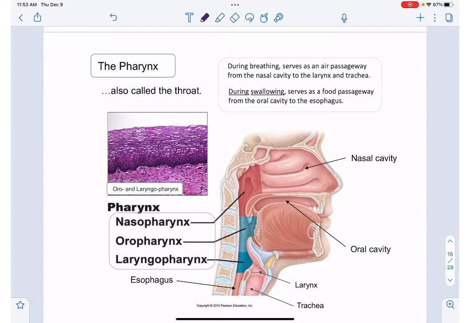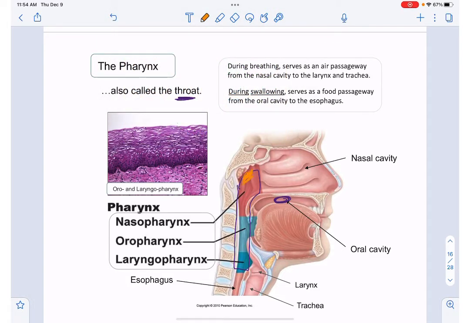Let's start by taking a look at the pharynx, also called the throat. So here's the oral cavity, and the next part of the alimentary canal after the oral cavity is the throat. And this entire region right there represents the throat. And there's 3 different parts to it.